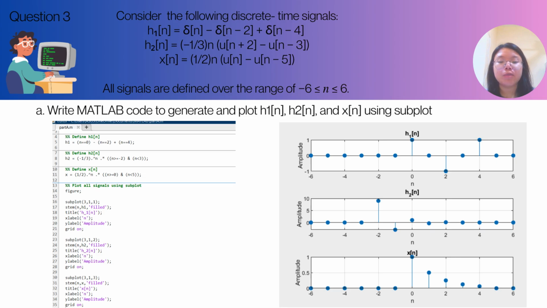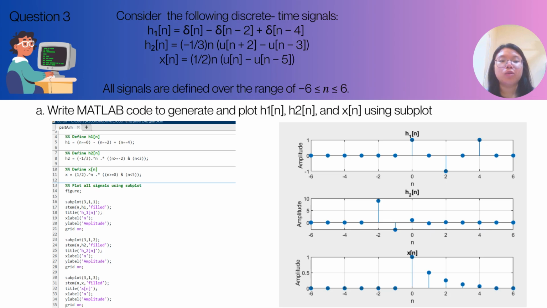A. Write MATLAB code to generate and plot h1n, h2n, and xn using subplot. First, we have h1n, which is a combination of three impulse functions: a positive impulse at n equals 0, a negative impulse at n equals 2, a positive impulse at n equals 4. This is a sparse signal. It's 0 everywhere except at these 3 points.